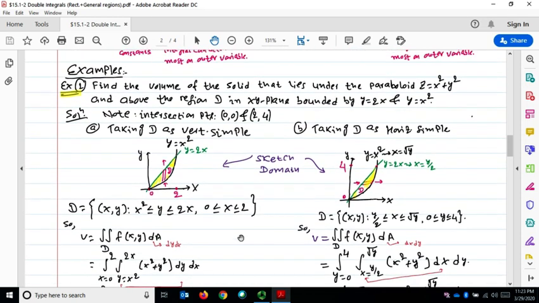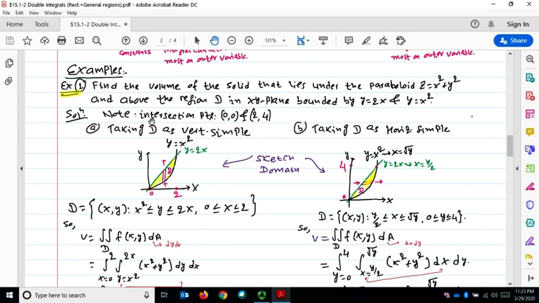So let's start example 1. Find the volume of the solid that lies under the paraboloid z equals x squared plus y squared, and above the plane region D in the xy plane bounded by the two curves y equals 2x and y equals x squared. So first let's discuss the domain of integration, then find the limits, then use the double integral template and evaluate.